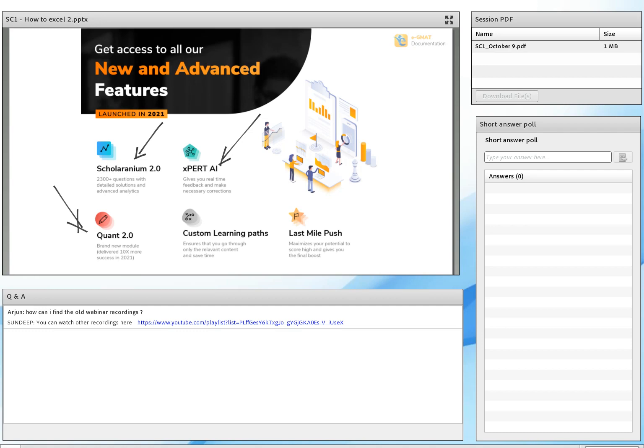In fact, one of the things that you guys probably know is for verbal, but what you don't know is in 2021, we've also delivered twice as many Q49 plus scores as any other prep company combined. In fact, when you compare us to Target Test Prep, we've delivered 3x as many Q49 scores. All of that is thanks to Quant 2.0.